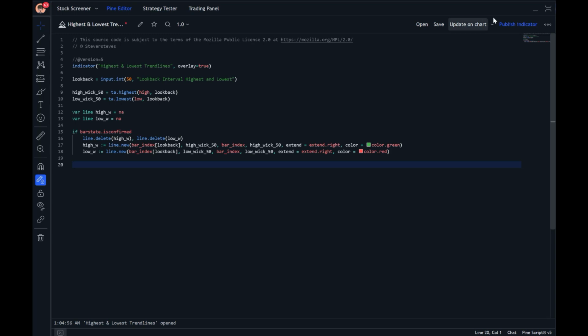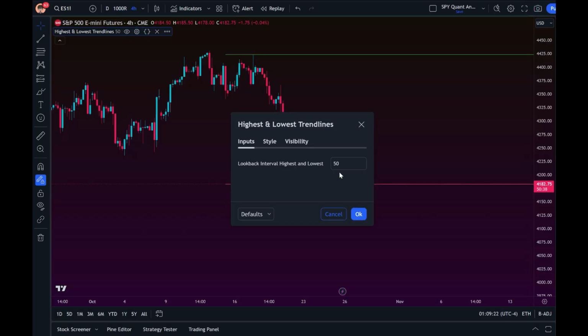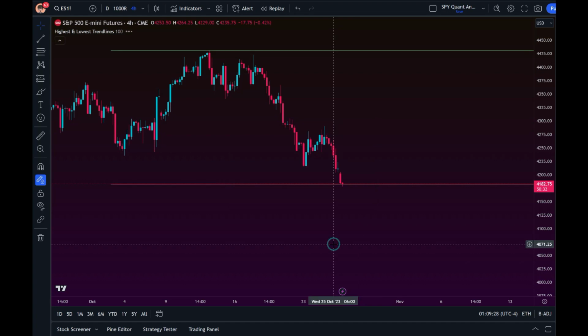So now that we've done that, we can save. And when we go into our settings for our indicator, you see, we can change our look back. So if we want to look back 100, we can do that. Okay.